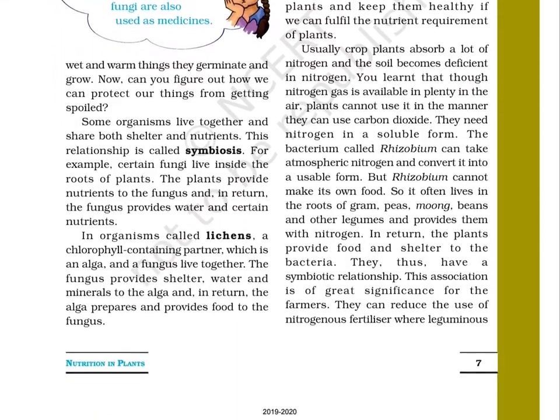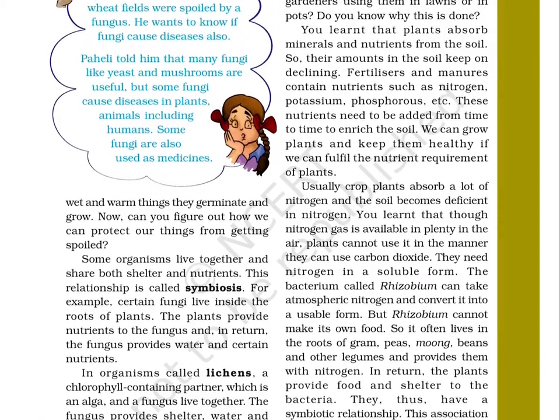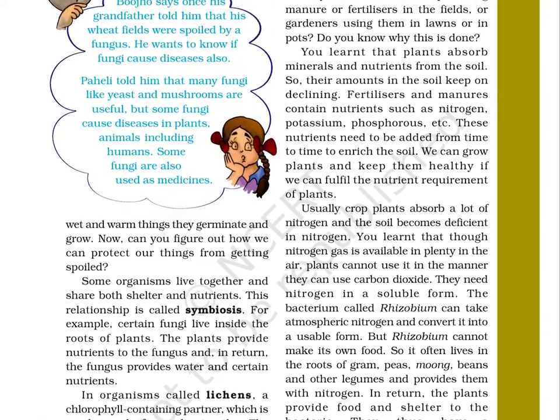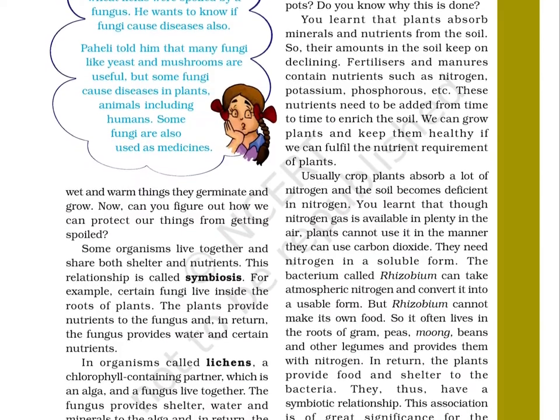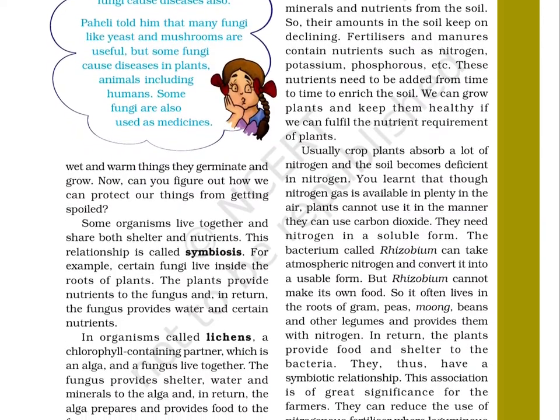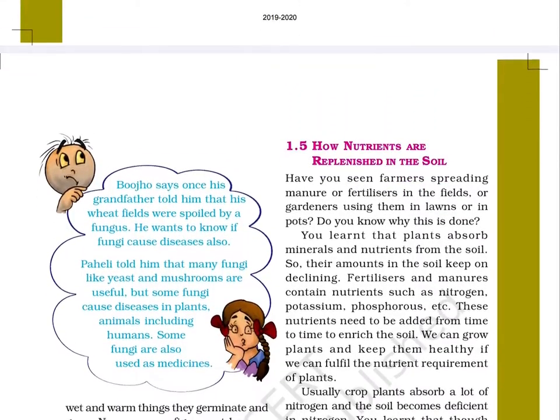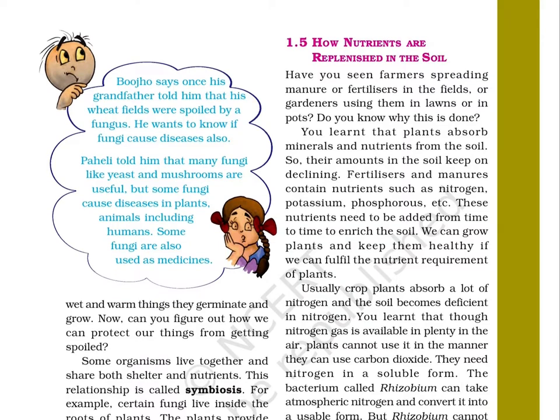Page 7. There's a thought bubble given here. Pictures of Paheli and Bojo are next to it. Bojo says once his grandfather told him that his wheat fields were spoiled by a fungus. He wants to know if fungi cause disease also. Paheli told him that many fungi like yeast and mushrooms are useful, but some fungi cause diseases in plants, animals, including humans. Some fungi are also used as medicines.